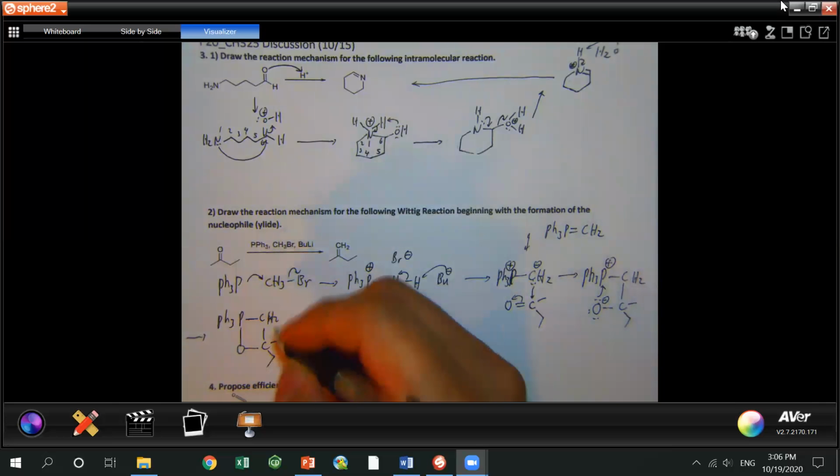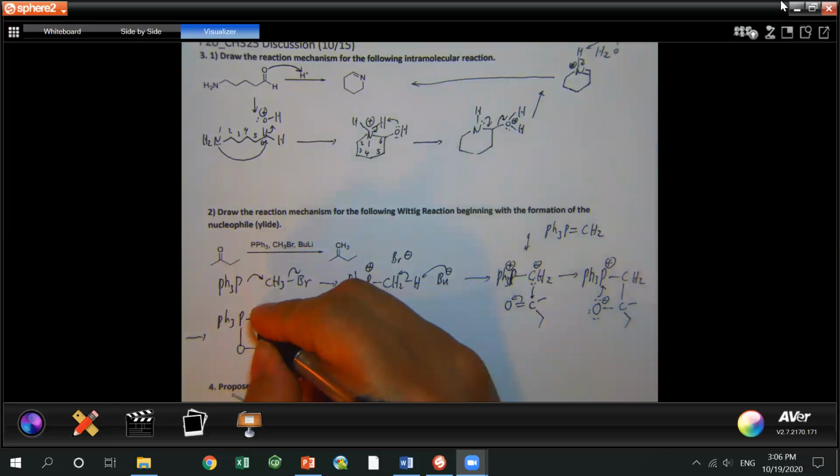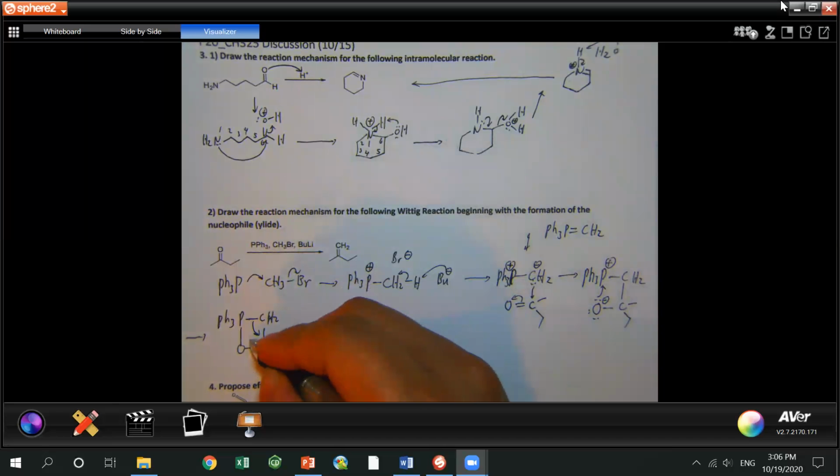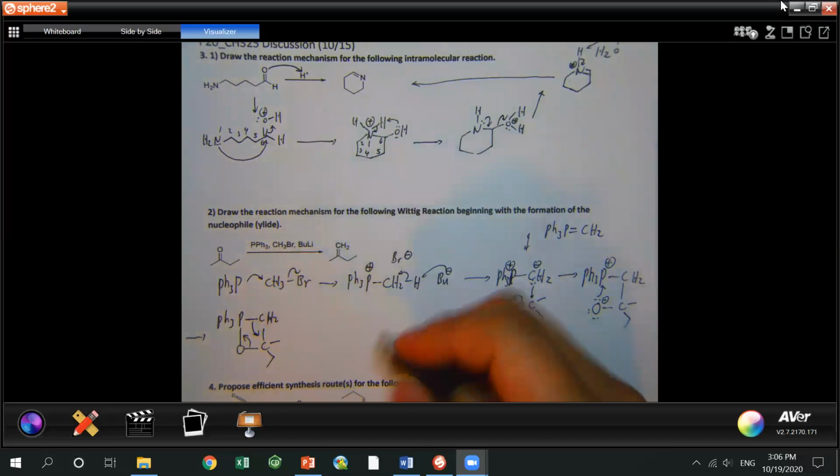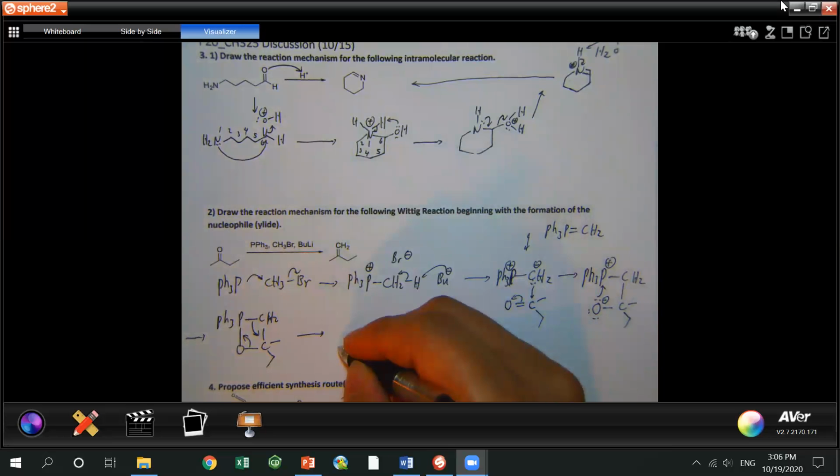Quickly shift. Okay. So first, the C-P bond breaks up and builds up a C=C bond, and then the C-O bond breaks up and builds up a P=O bond. Okay, and then eventually that gives you the final product.